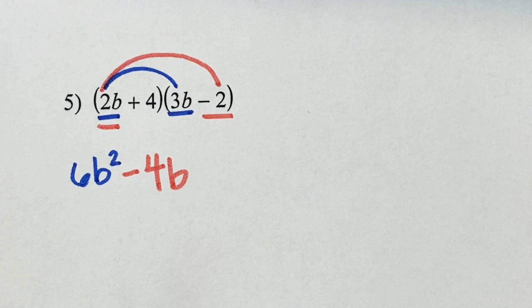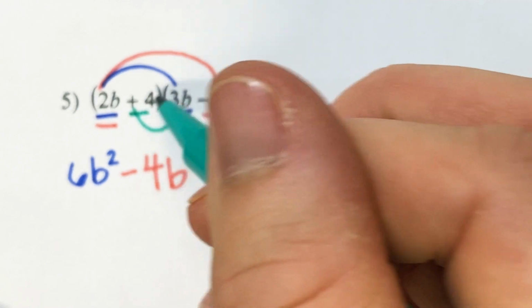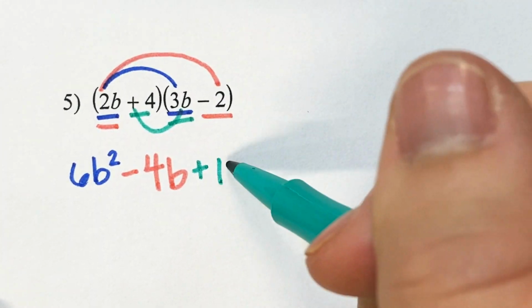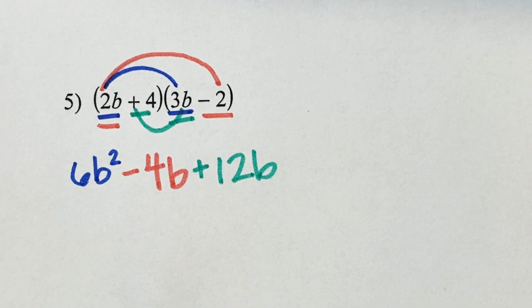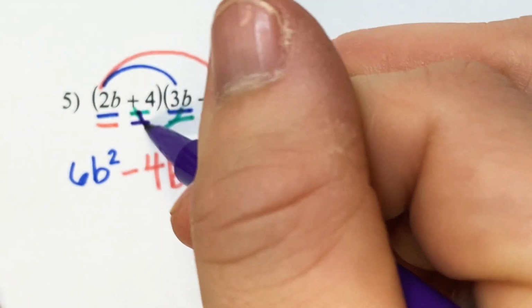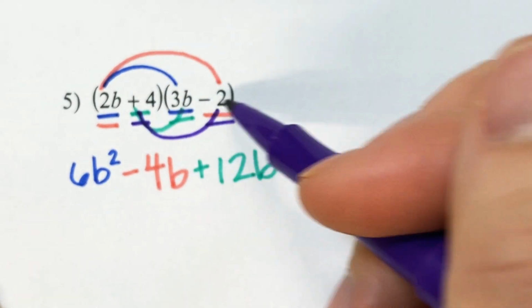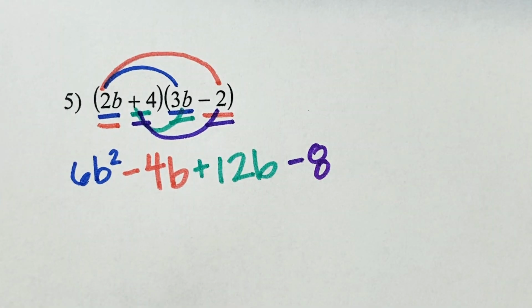Okay, I is inside, so 4 times 3B. 4 times 3 is a positive 12 with that 1B. And L stands for last, so 4 times -2. Okay, 4 times -2 is going to give me that -8.